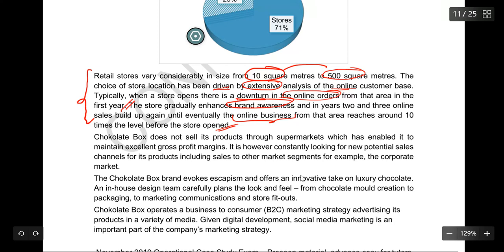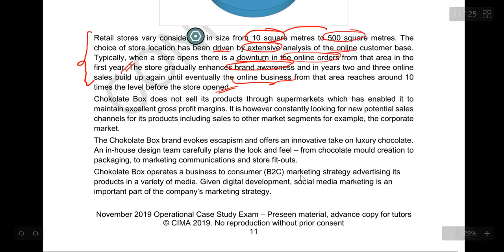Chocolate Box does not sell its products through supermarkets, so there can be opportunities in the future where they can increase their distribution network also, and this has enabled them to maintain an excellent gross profit margin. It, however, is constantly looking for new potential sales channels for its products, including sales to other market segments, for example, the corporate market. The Chocolate Box brand evokes escapism of innovative luxury chocolates.